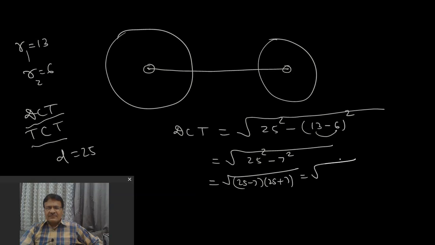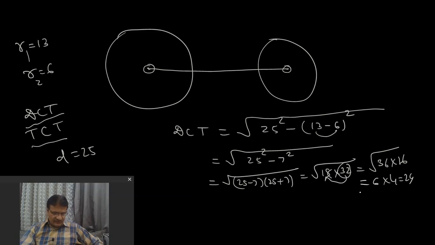So that is equal to under root of 18 multiplied by 32 equal to under root of, I can write 36 multiplied by 16. I made this half and I made double of this. This 2 I have taken this side. So that is 6 into 4. So my answer is 24. Is that clear? No problem.